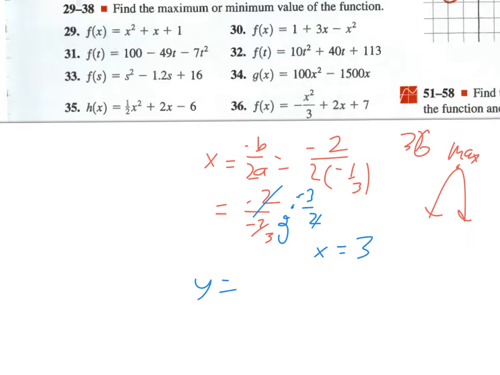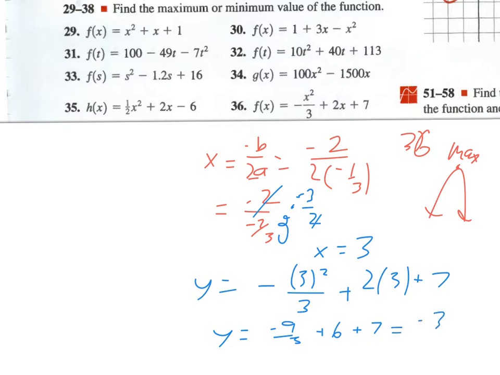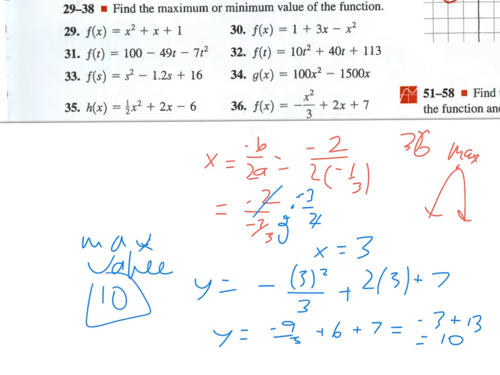So now we want to plug that back in to find y. So that's going to be negative, and then we got 3 squared over 3, plus 2 times 3 plus 7. So I need to do my PEMDAS here, so it's negative 9 over 3 plus 6 plus 7, negative 3 plus 13, so that's going to come out to positive 10. So my vertex is 3, 10, so I know my max value is just the y value there of 10.